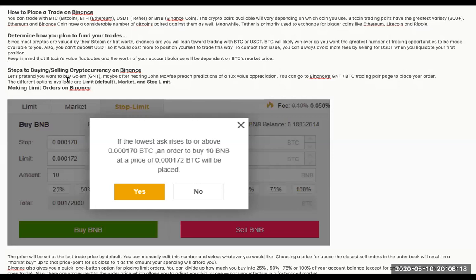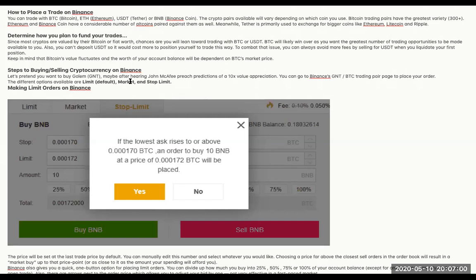marketplace. So, steps to buy or sell cryptocurrencies on Binance. Let's pretend you want to buy maybe a GNT. Do you remember we said that cryptocurrency prices fluctuate depending on the forces of demand and supply, or maybe someone who has influence in the market.